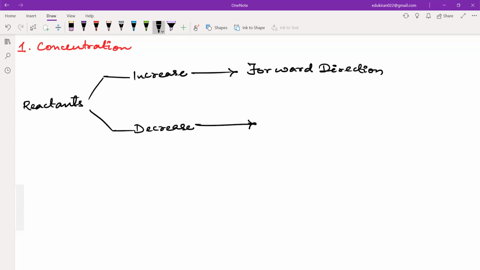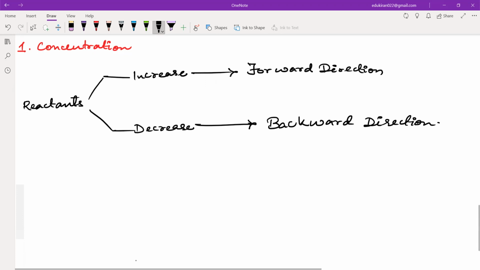When I increase the concentration of reactant, we have more reactant. So the system wants to reduce reactant, so it will move in the forward direction and convert the reactant into product. And if I decrease the concentration of the reactant, then the system will try to increase it, and to increase it, I have to move backward. I will convert the product to reactant. It will go in the backward direction.